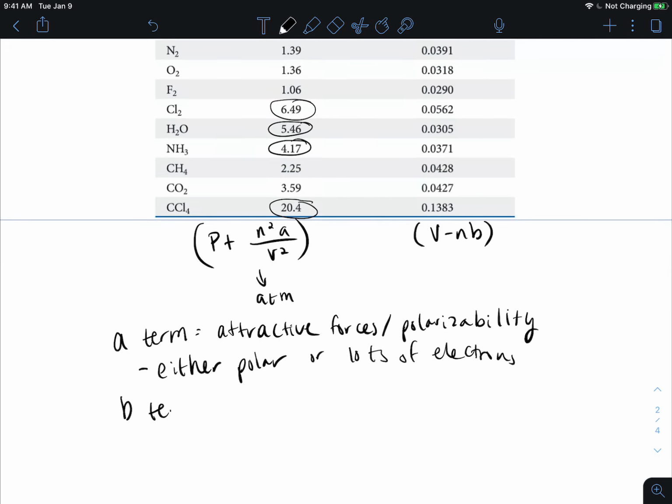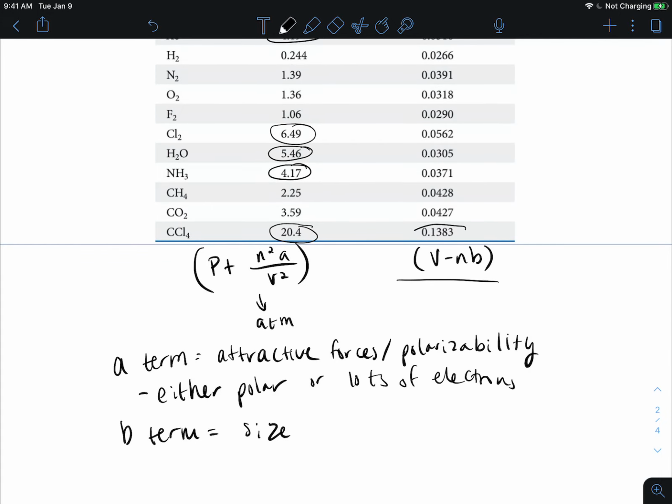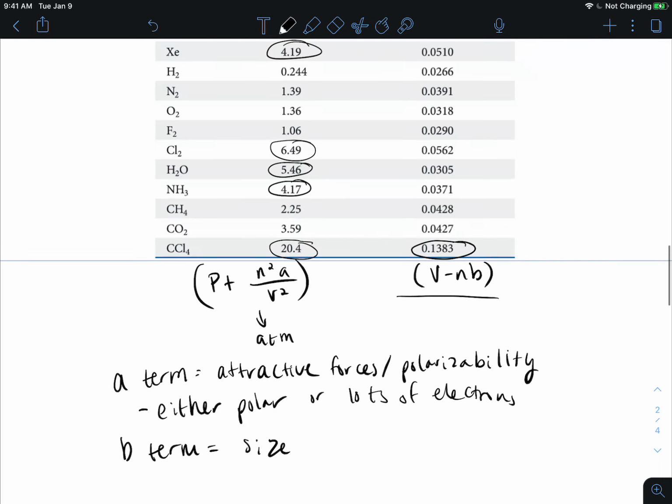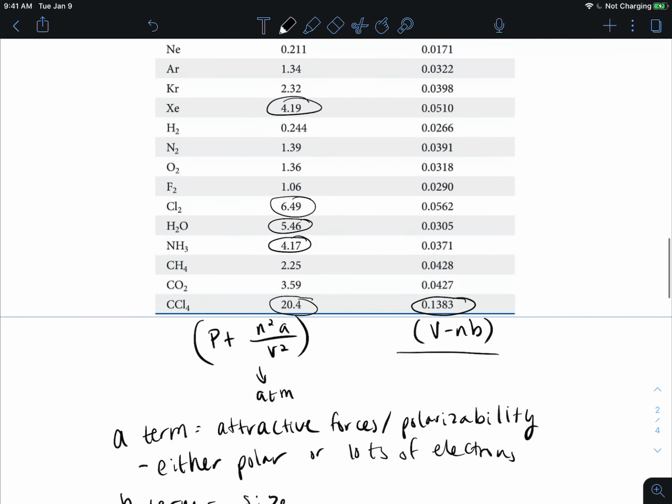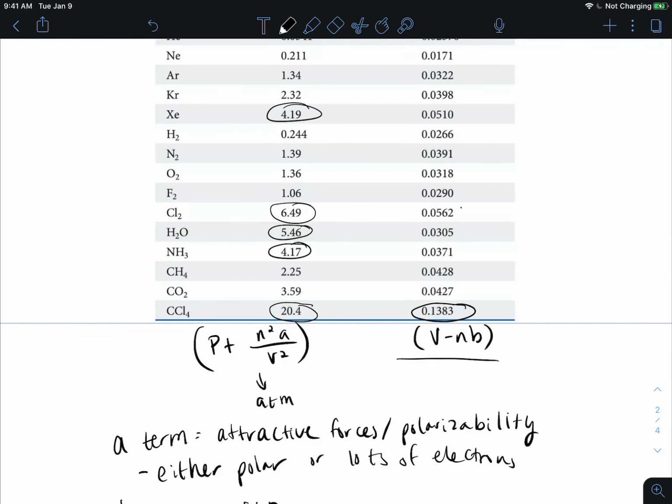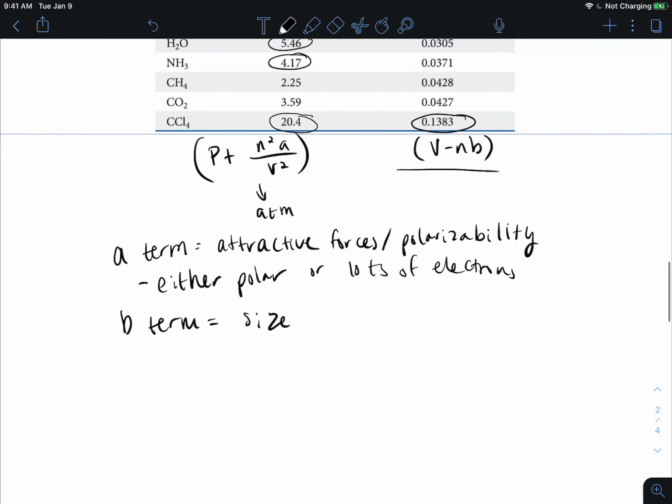Our b term is really just talking about size. The larger the substance, the greater that b term is, because we're using this in our volume. So again, CCl4 has a very large b term because it's a very large molecule. Some other ones that are going to be larger are things like Cl2 and xenon. Those larger molecules are going to have large b terms.